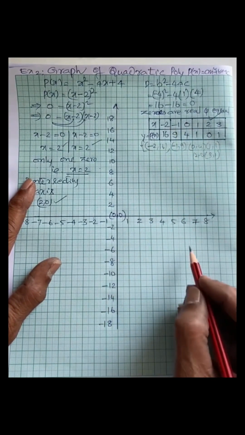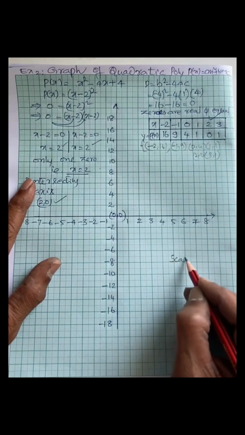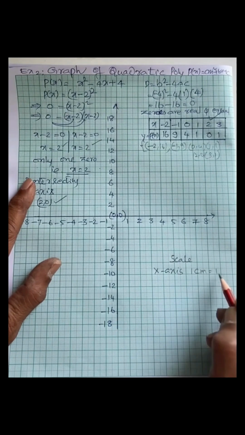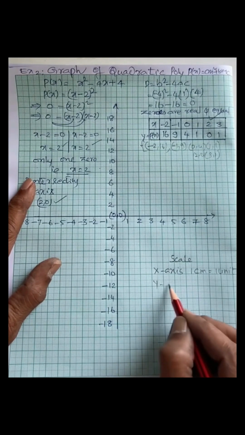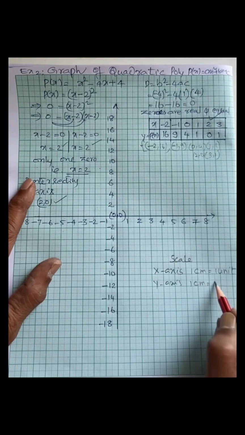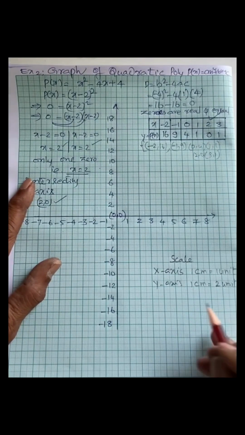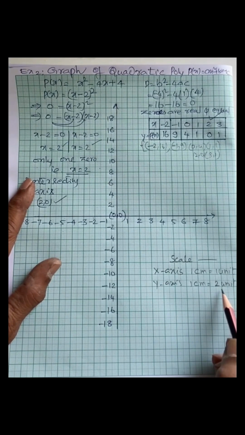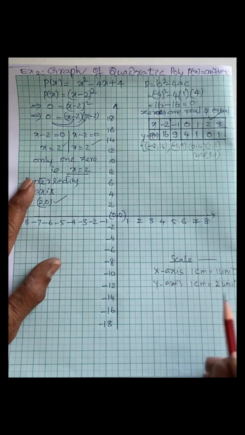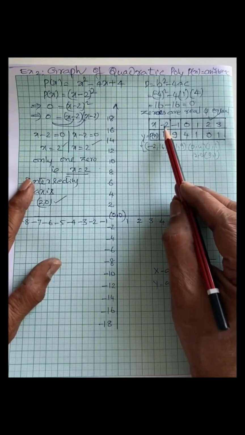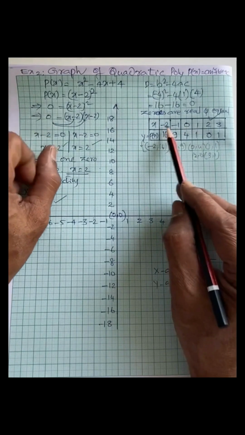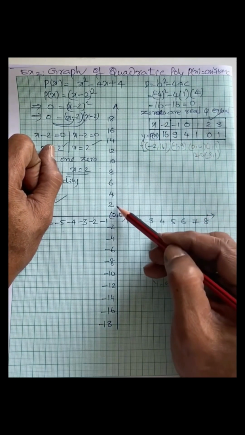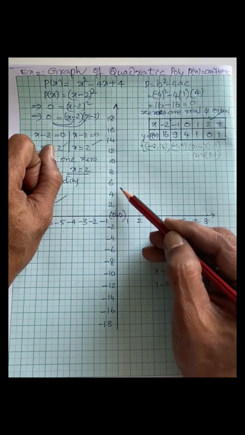Now the scale. You take x-axis 1 centimeter equal to 1 unit, and y-axis 1 centimeter equal to 2 units. It depends on the x coordinates and y coordinates. Y coordinates will be 16, 9, so I have taken 2 units. 1 centimeter I have taken as 2 units.